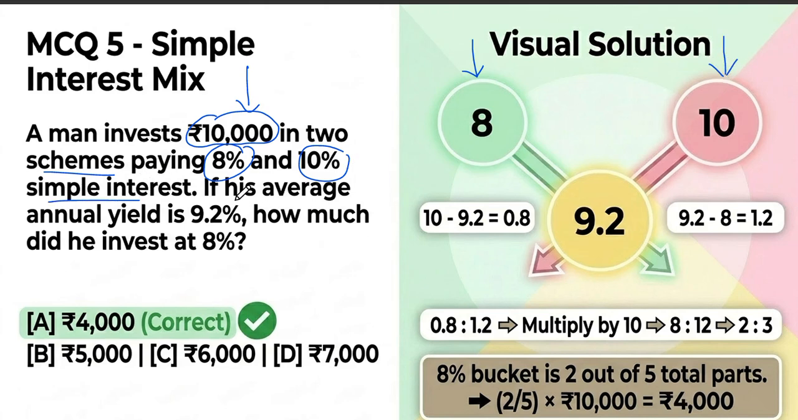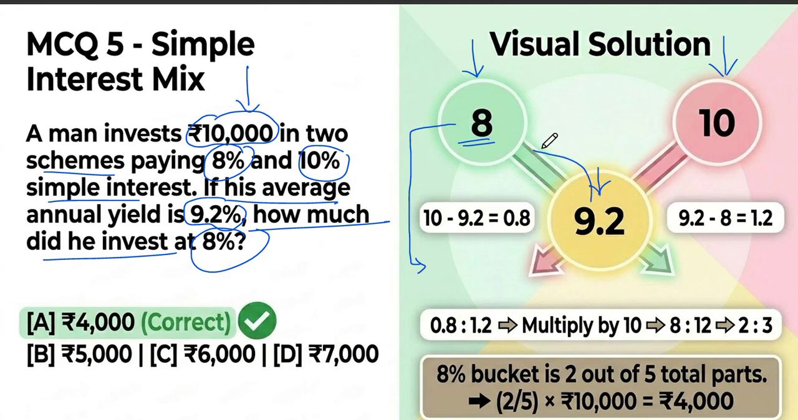In simple interest, if his average annual yield is 9.2%, okay, that is the average that we will write in the middle. So how much did he invest at 8%? Okay, so we want to find the total amount invested in the 8% part. So first of all, let's do the diagonal subtraction. So 9.2 minus 8 is 1.2, and 10 minus 9.2 is 0.8. So if we take the ratio, 0.8 upon 1.2.